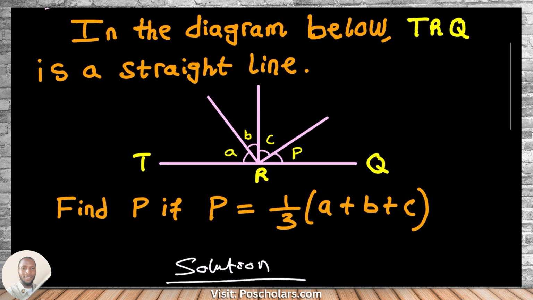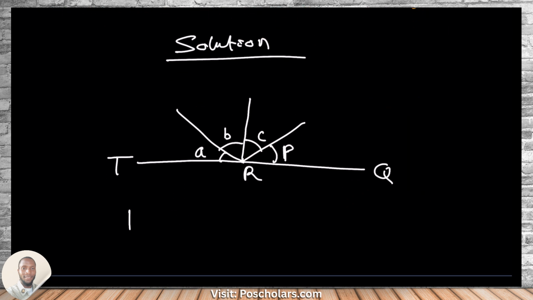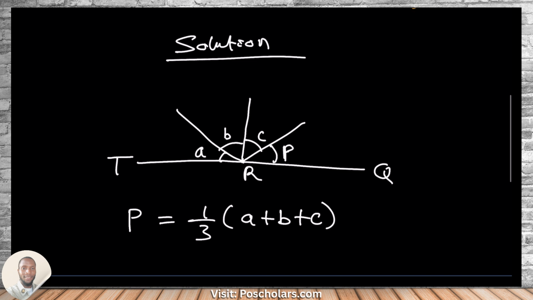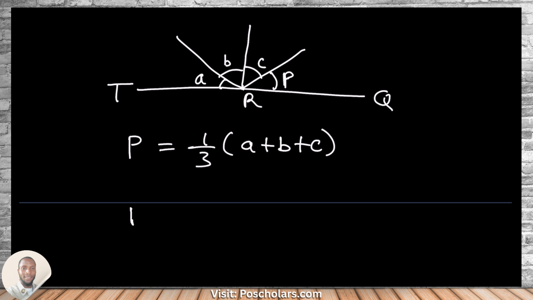Now this question wants to test your critical thinking ability, right? You have angle A here, angle B, angle C, and angle P. This is the area of focus. You want to find the value of P, right? Now, let's start. We are given from the question that P is equal to 1 over 3 into bracket A plus B plus C, right? That's the equation we are given. Now, this equation can also be written as P is equal to A plus B plus C over 3. This equation and this equation are both the same, right?